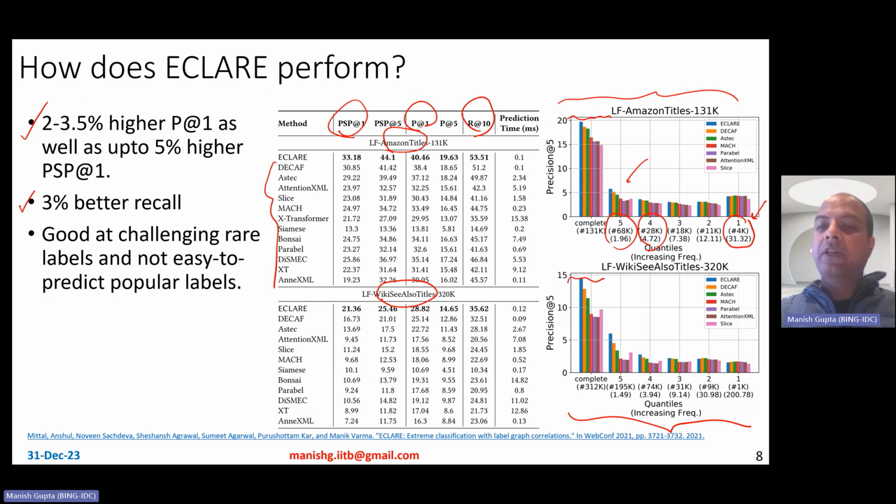Okay, so what do you observe? You basically observe that ECLARE not just improves on other algorithms, but improves really well on the tail labels, which is super important and which is what we started off from. We want really good performance on tail labels, which is what ECLARE has been able to achieve.